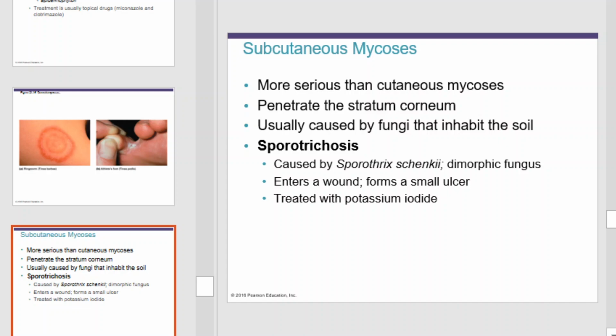Subcutaneous mycoses are more serious than cutaneous mycoses. They penetrate the stratum corneum. They are usually caused by a fungus that inhabits the soil. Sporotrichosis is an example of a subcutaneous mycosis caused by Sporothrix. It can enter a wound and form a small ulcer. It can be treated with potassium iodide.